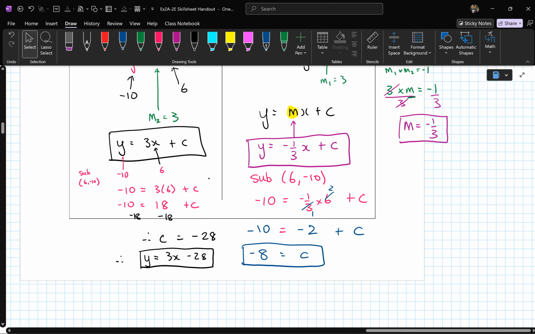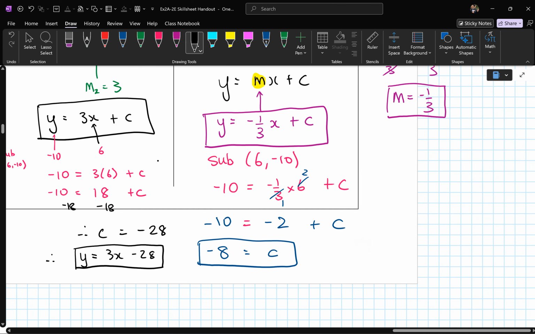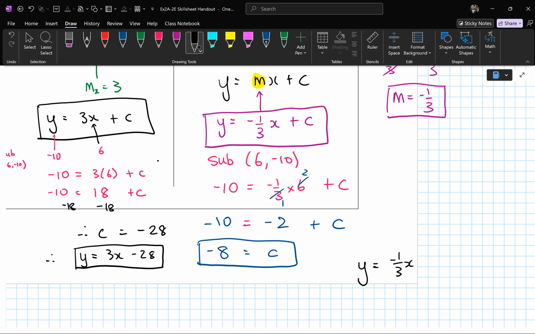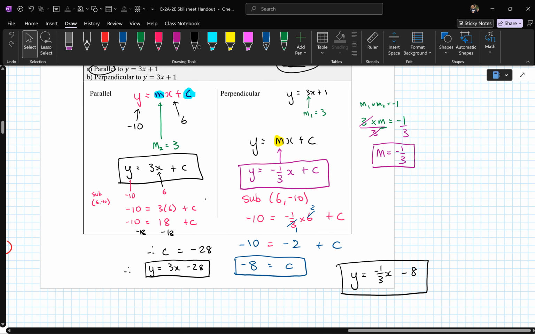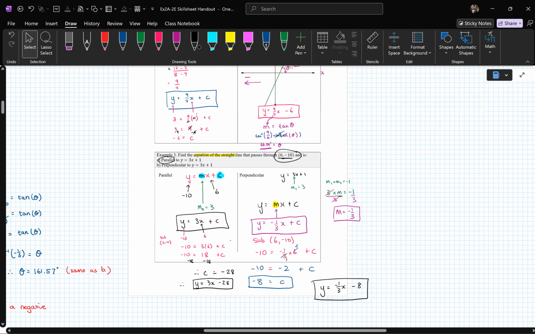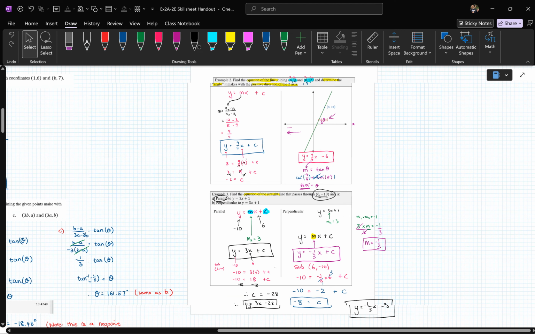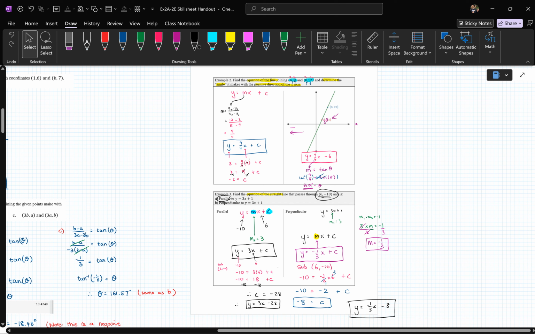Okay? So there we go. So what's the answer for the perpendicular line? If you typed on Desmos, y equals negative 1/3 x minus 8. This would have been the perpendicular line. You'll see that it'll cross perpendicular with y equals 3x plus 1. That there is a summary of what you need to know for 2A to 2E.